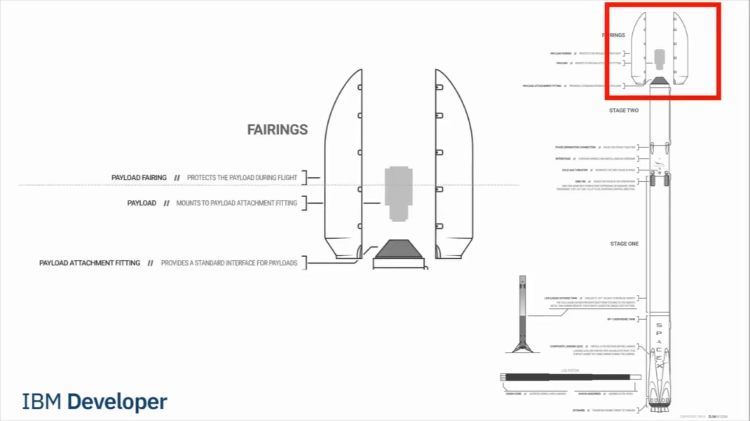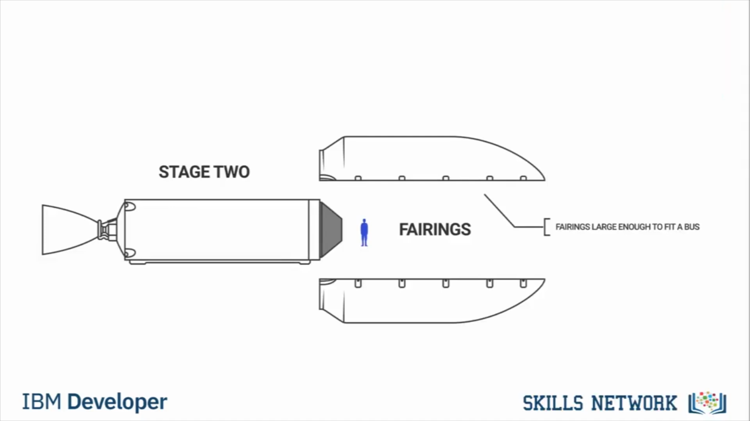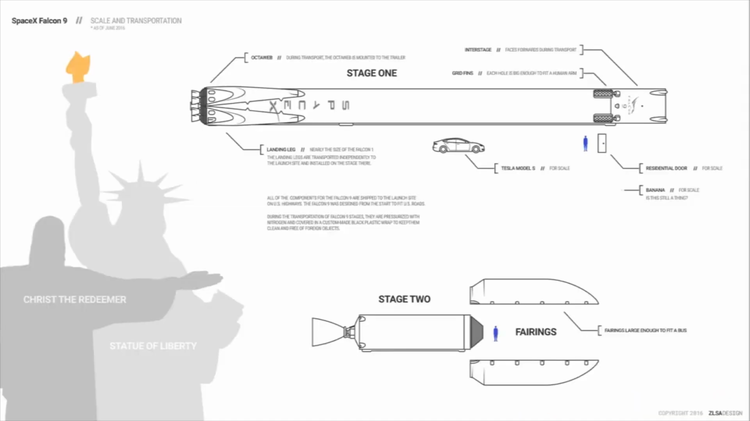The payload is enclosed in the fairing. Stage 2, or the second stage, helps bring the payload to orbit, but most of the work is done by the first stage. The first stage is shown here. This stage does most of the work and is much larger than the second stage. Here we see the first stage next to a person and several other landmarks. This stage is quite large and expensive.